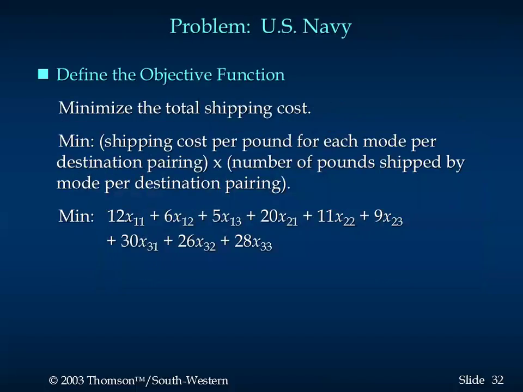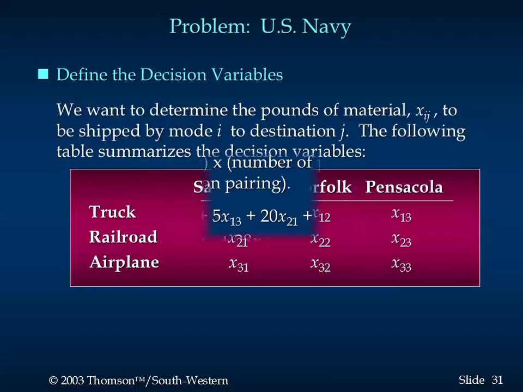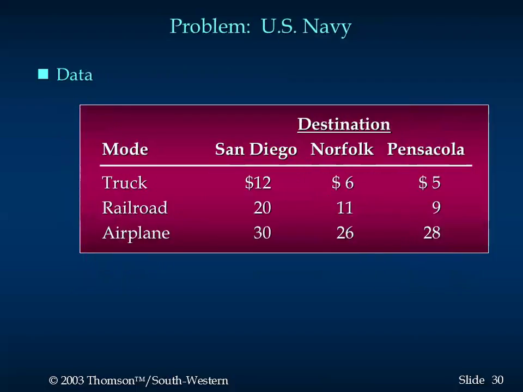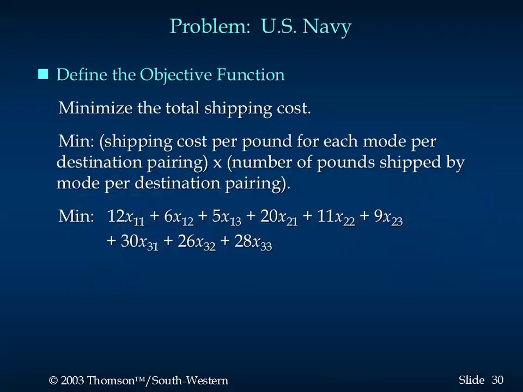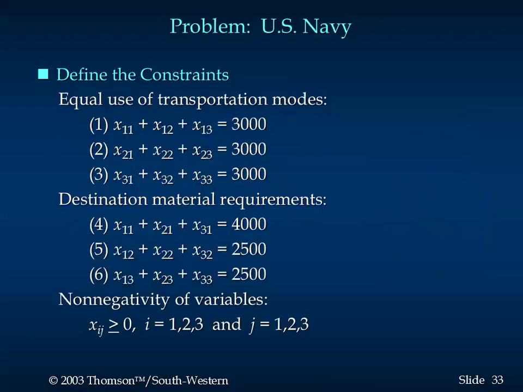And we're trying to minimize the total cost. The total cost is unit transportation cost multiplied by quantity. So 12x11, 6x12, 5x13, 20x21, 11x22, and so on. That's the total cost, which we're trying to minimize. Now, how do we determine this? Well, basically, the constraints are supply and demand. Later on, we're going to see this is an example of a transportation problem, which is our next chapter.